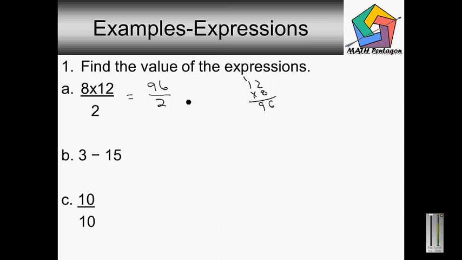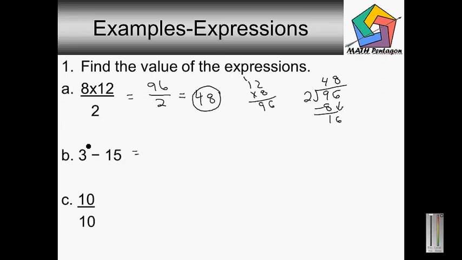2 goes into 96 how many times? So we have to divide. 2 goes into 9 how many times? 4 times. 2 times 4 is 8. 9 minus 8 is 1. Bring down the 6. 2 goes into 16 8 times. So our final answer to this would be 48.